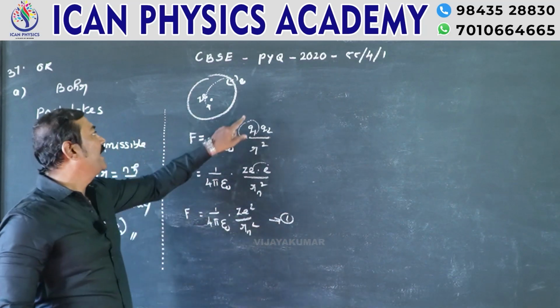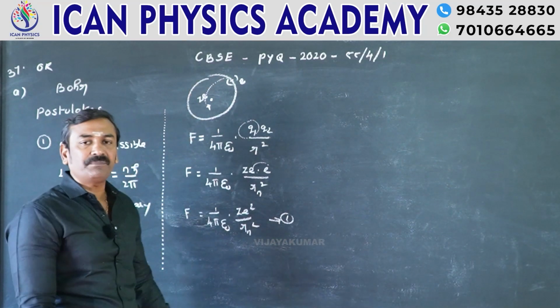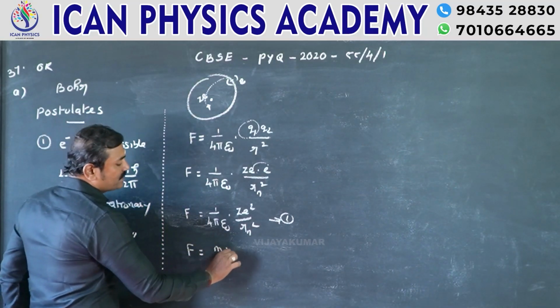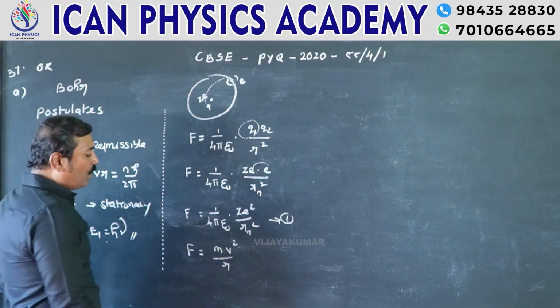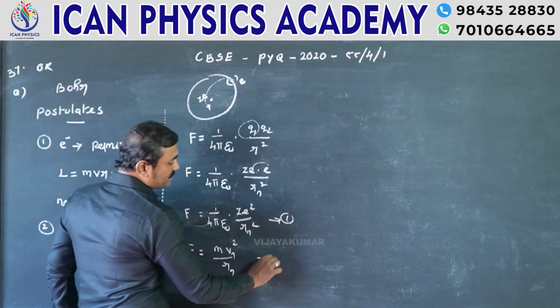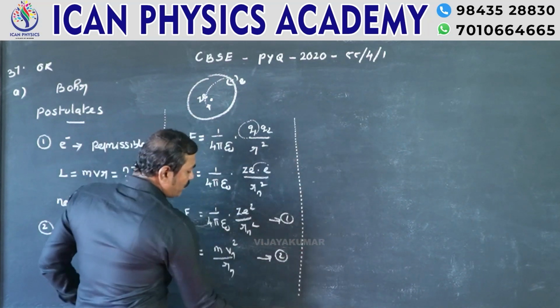Okay. Now it moves along the circular path, so it experiences a centripetal force. So what is the expression for centripetal force? F equals m v squared by r. Now it is in the nth orbit, so m Vn squared by Rn. Now it's taken as equation number 2. Okay. So what is V?